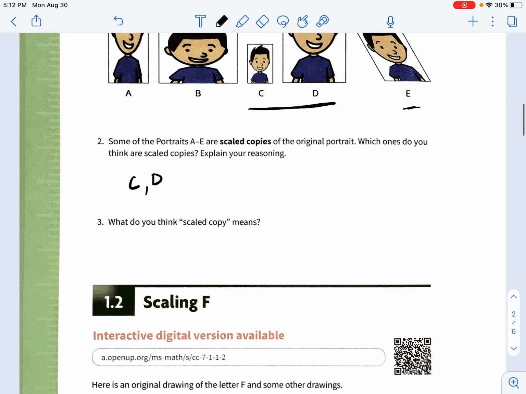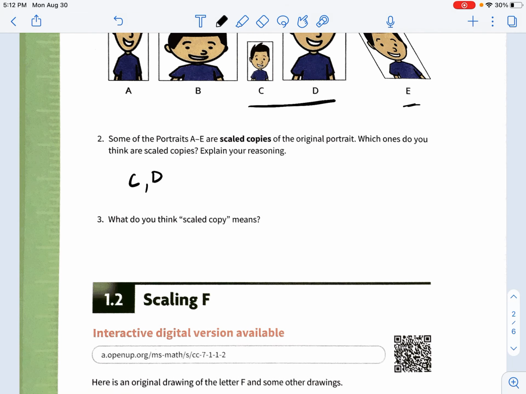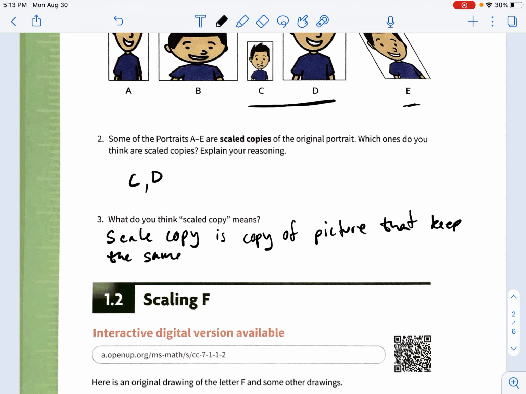Okay, so what does scaled copy mean? The way I define it is that a scale copy is a copy of a picture that keeps the same shape but may change size, so make it larger or smaller. I'll just say increase or decrease in size.